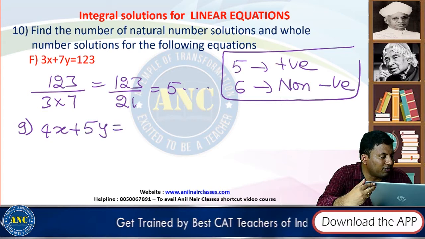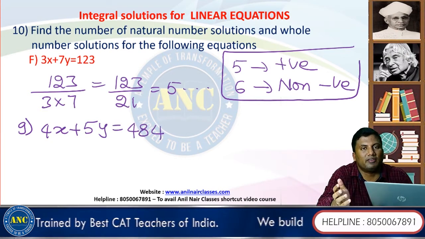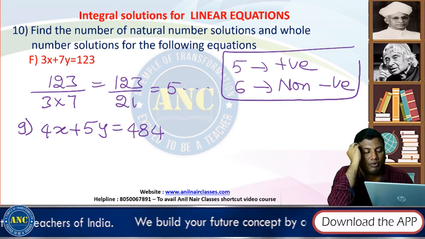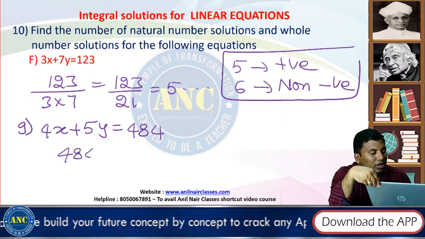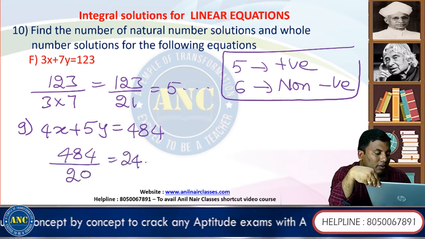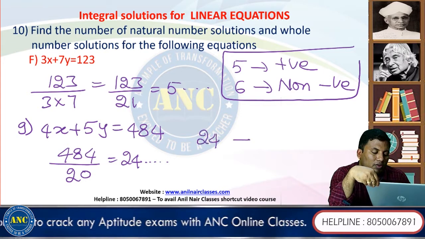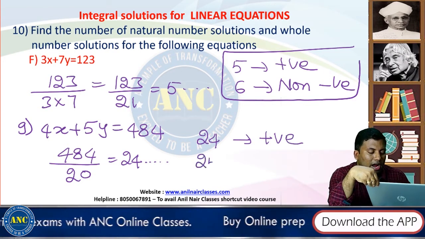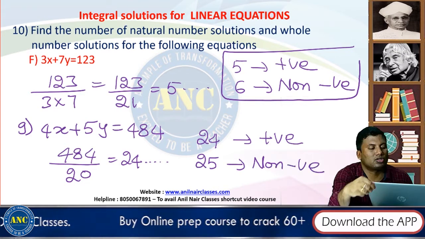4x plus 5y equivalent to 484. 4 is a factor of 484. 5 is not a factor of 484. So 484 divided by 20 is nothing but 24 point something. Ignore everything after the decimal. 24 is nothing but the positive integral solution. Add 1 to it. 25 is nothing but the non-negative integral solution.